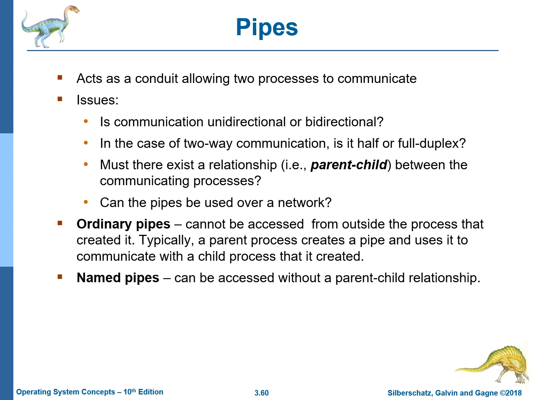Ordinary pipes cannot be accessed from outside the process that created them. Typically, a parent process creates a pipe and uses it to communicate with a child process that it created. Named pipes can be accessed without a parent-child relationship.